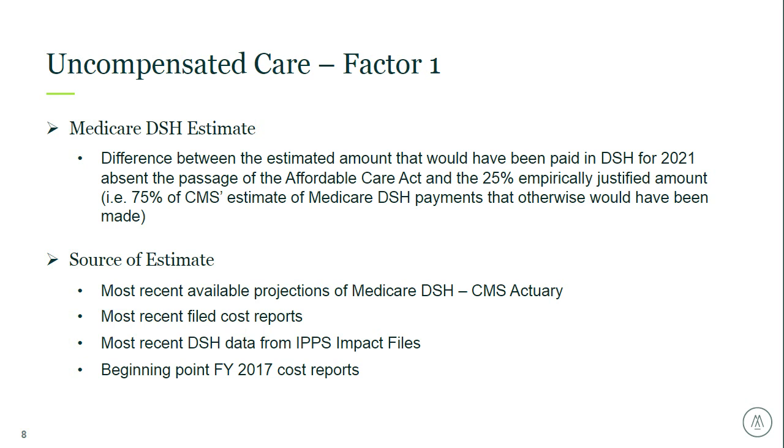Most recently, for the estimates related to federal fiscal year 2021, CMS uses as a starting point the 2017 cost reports. So once the gross estimate is made, the 25% is subtracted. This is the empirically justified amount. And the remaining 75% is then used to continue through the calculation to make the final pool number.